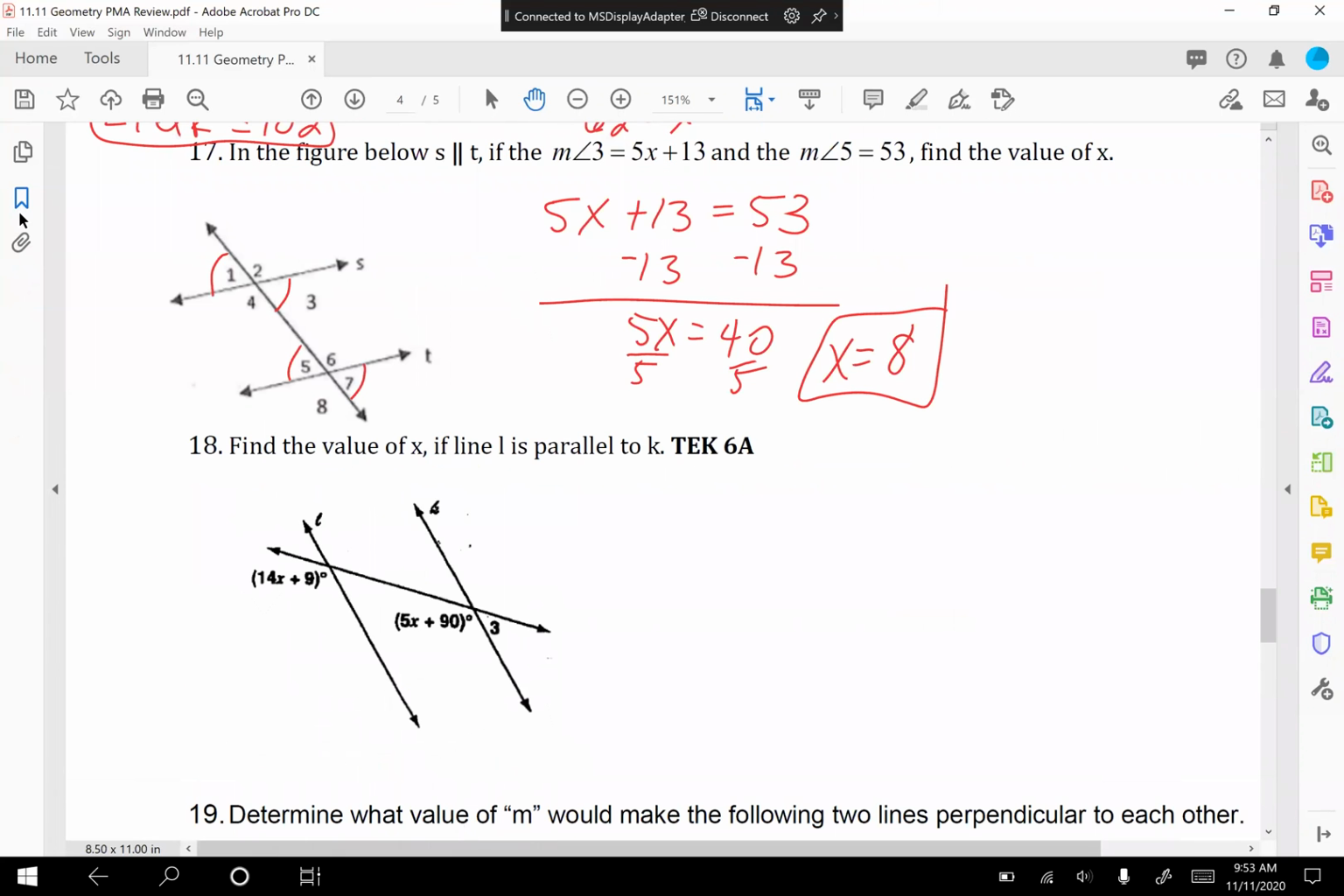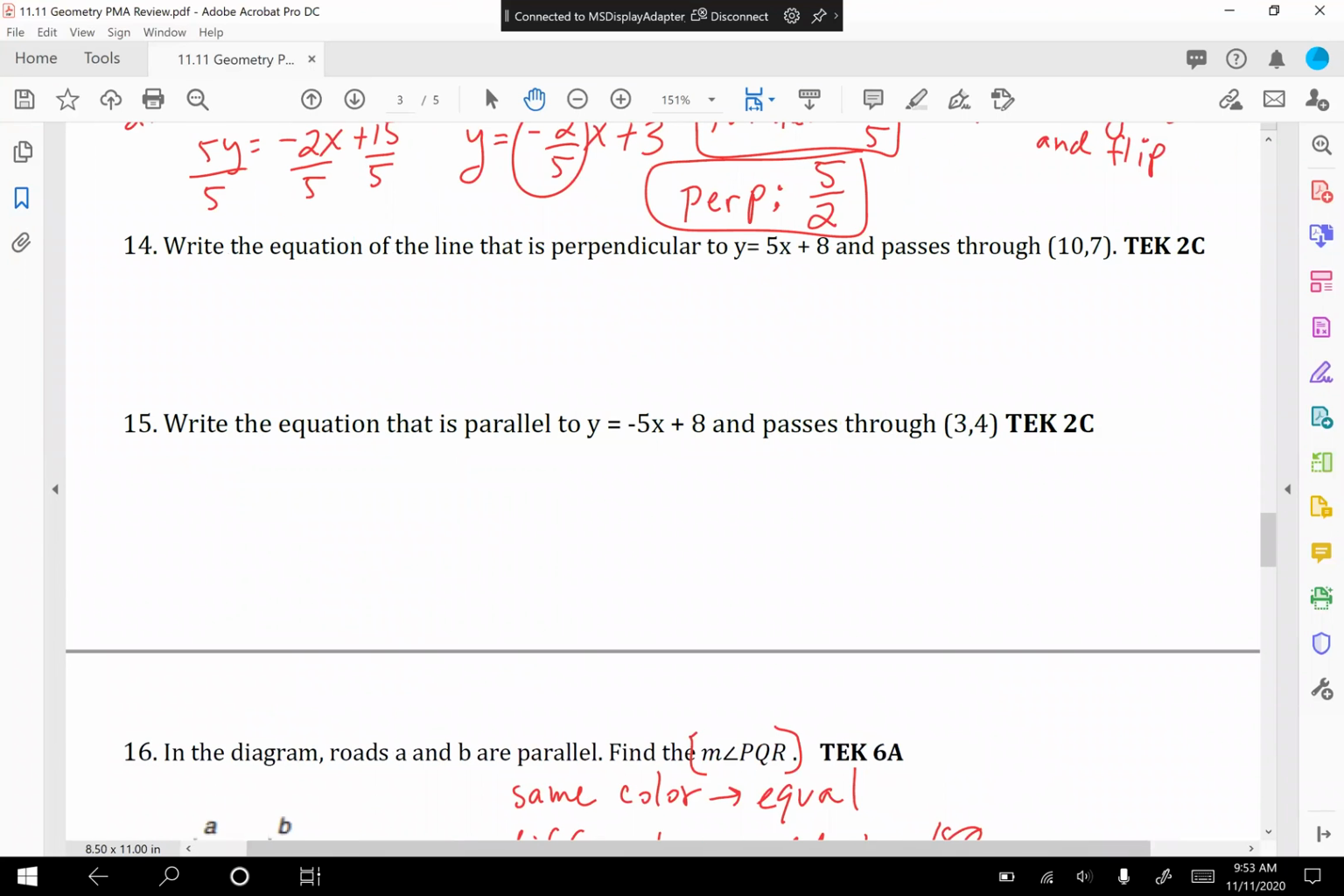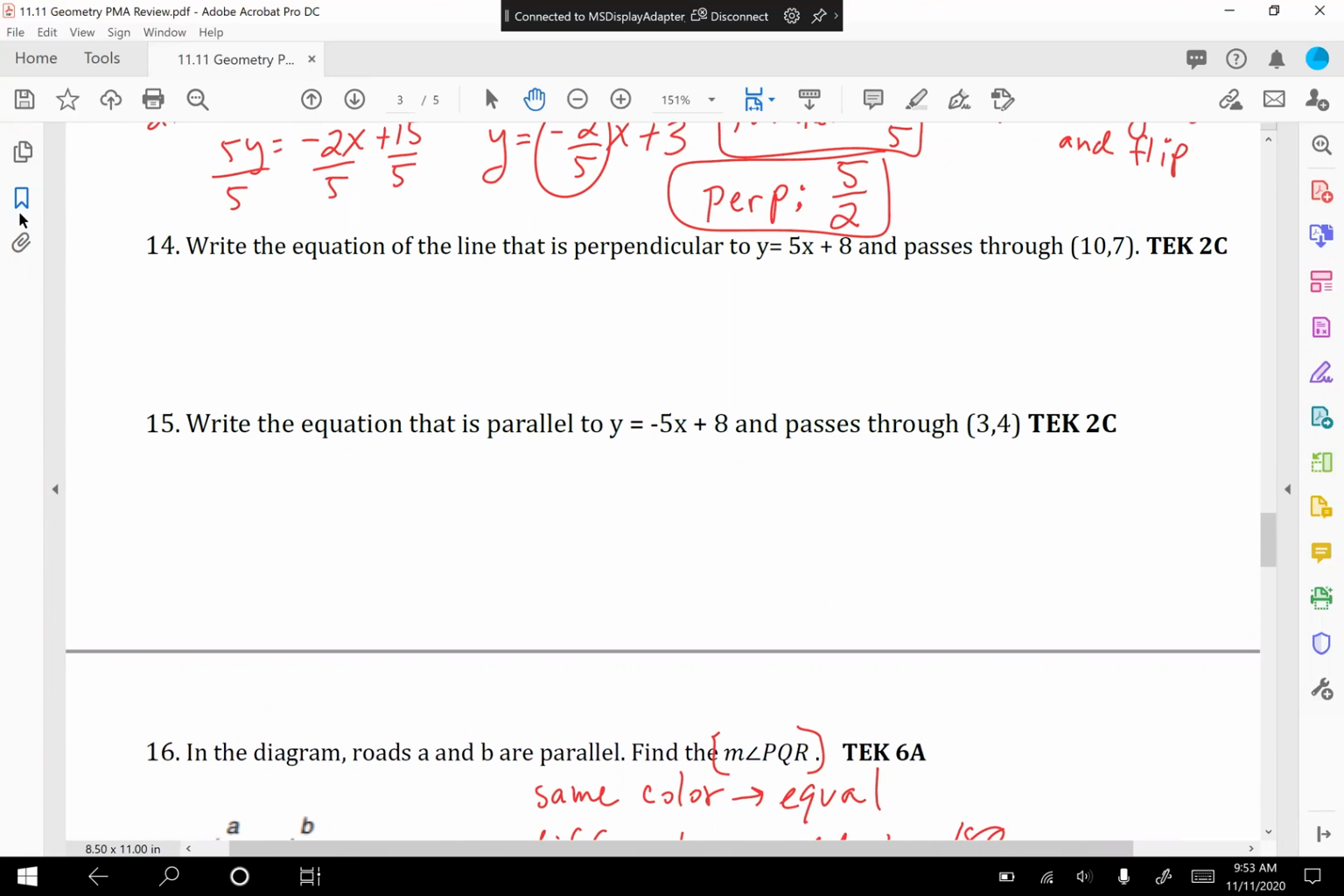So let's do number 15. Write the equation that is parallel to y equals -5x plus 8 and passes through (3, 4). Parallel means same slope. So whatever number is in front of the x, that's our slope.